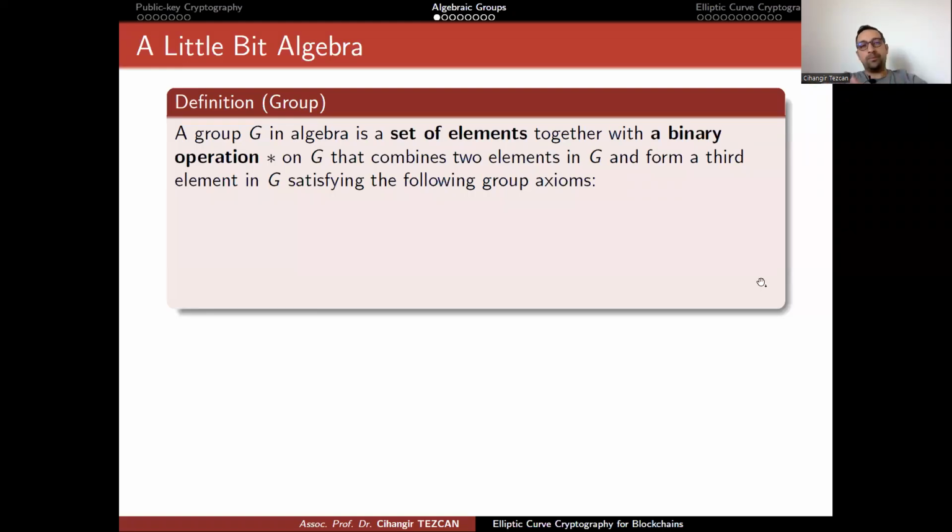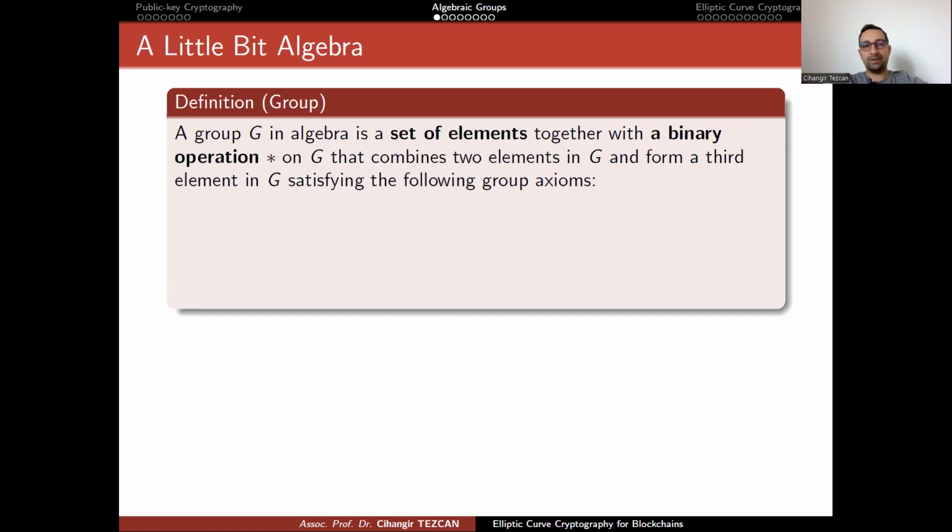All right, so we are going to talk about a discrete logarithm problem, but the hardness or the intractability of this problem relies on the group, the algebraic group. So before talking about the discrete logarithm problem, we have to explain what a group is.